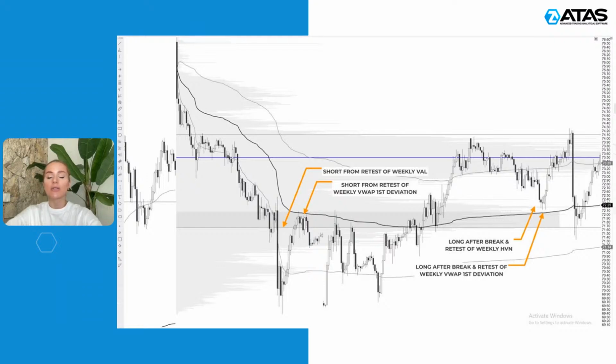So we can take a conclusion that if the price goes back and retests this high volume node, as well as overlapping with the VWAP being tested from the bottom, this can be our long entry after break and retest, both of the weekly high volume node, the value area low, and the retest of the weekly VWAP. So this is an example of how we can use those two instruments in combination for finding very powerful market setups.